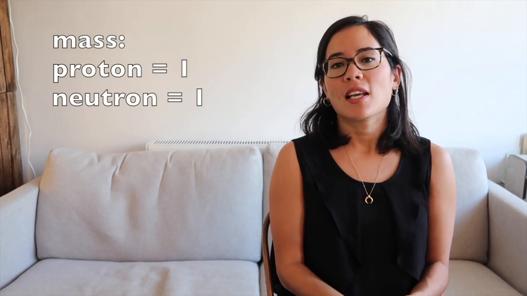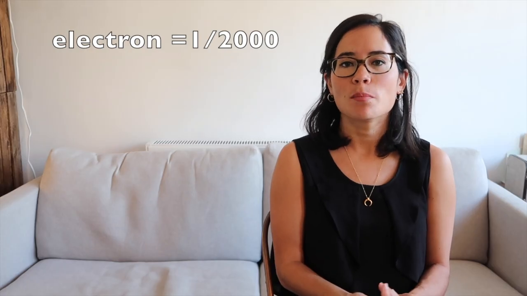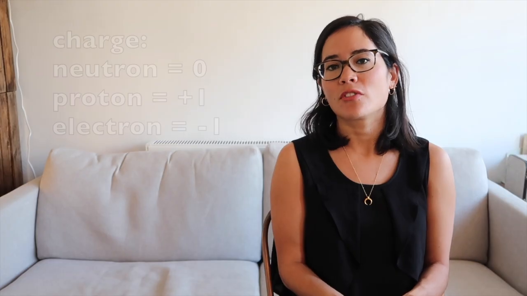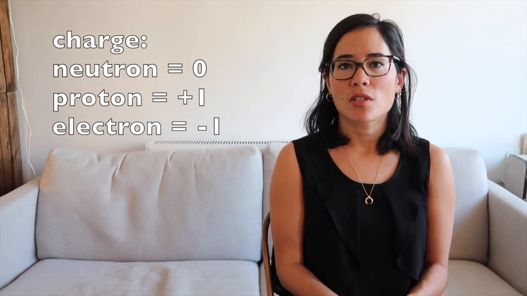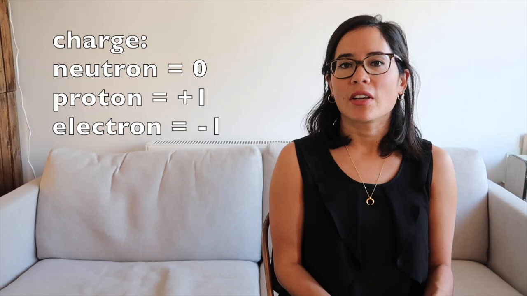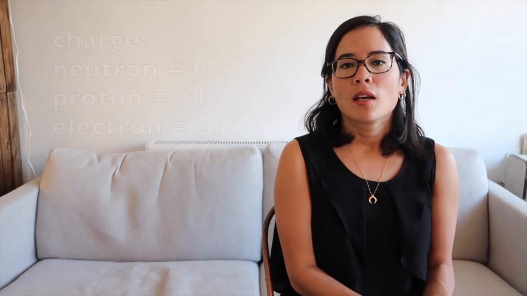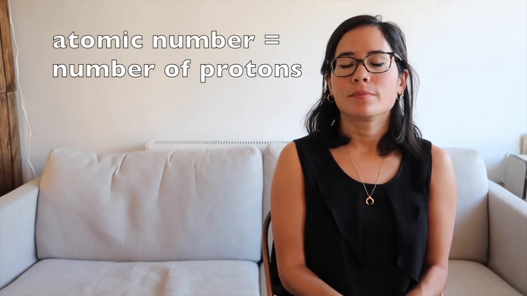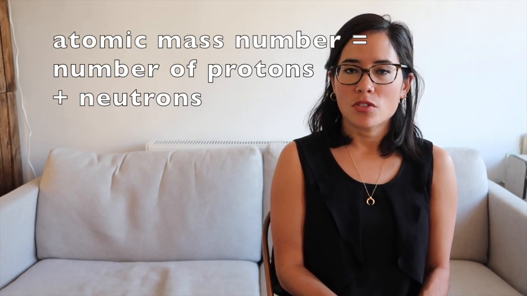So just to remind ourselves that the mass of a neutron and a proton is 1. The mass of an electron is very small, so 1 divided by 2000 or 1800, depends what your teachers taught you. And that the neutrons, because they're neutral, have no charge, protons have a positive 1 charge, and electrons have a negative 1 charge. Now looking at the periodic table, just remember that the atomic number is the number of protons, and the mass number is the number of protons plus the number of neutrons.